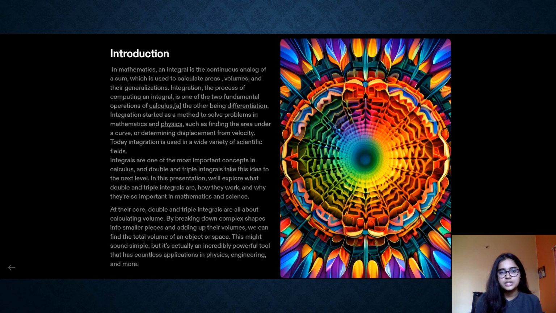Today, integration is used in a wide variety of scientific fields. For example, it involves solving problems in mathematics and physics, such as finding the area under the curve and determining displacement from velocity. Integrals are one of the most important concepts in calculus, and so are double integrals and triple integrals. Now we'll be learning about double integrals.